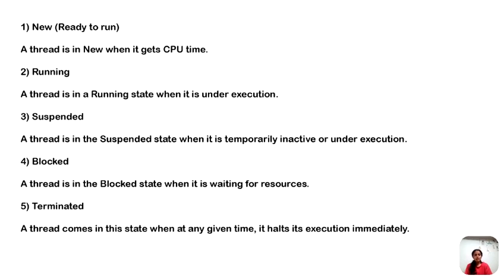A thread is in the running state when it is under execution. Suspended: a thread is in the suspended state when it is temporarily inactive or under execution. Blocked: a thread is in the blocked state when it is waiting for resources. Terminated: a thread comes into this state when at any given time it halts its execution immediately.